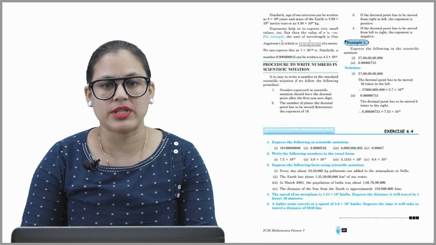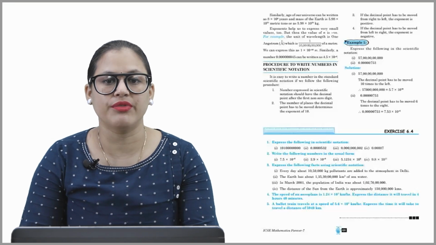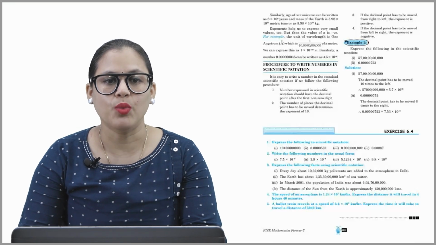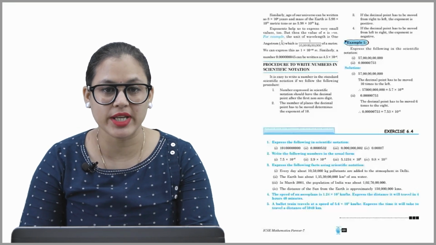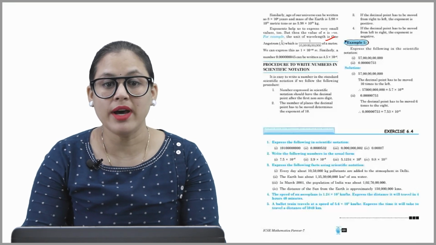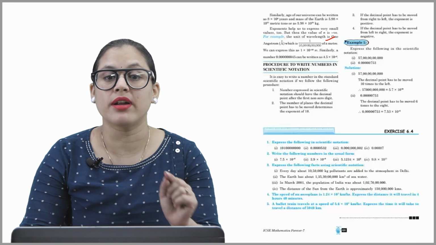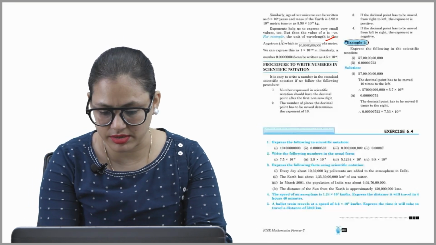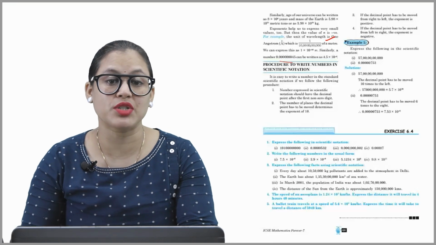Exponents help us to express very small values too, but then the value of n is negative. For example, the unit of wavelength is 1 angstrom, which is this much of a meter. So we can express this as 1 into 10 raised to the power minus 10 meter. Similarly, a number like this can be written as 4.5 into 10 raised to the power minus 8.